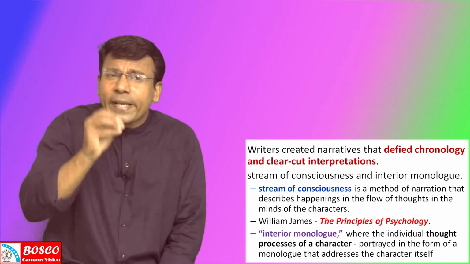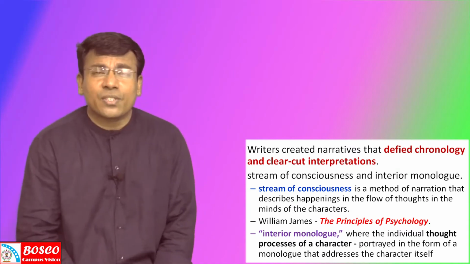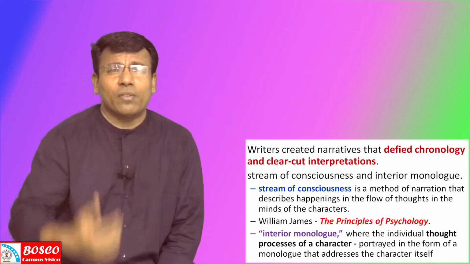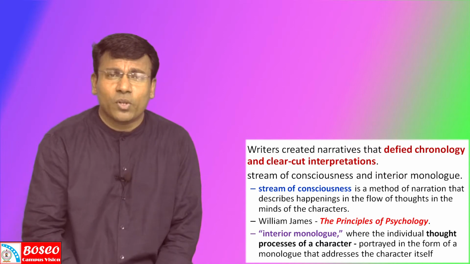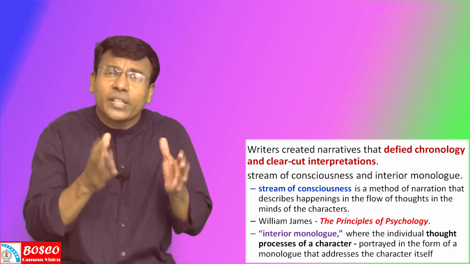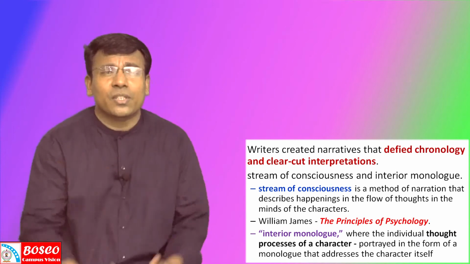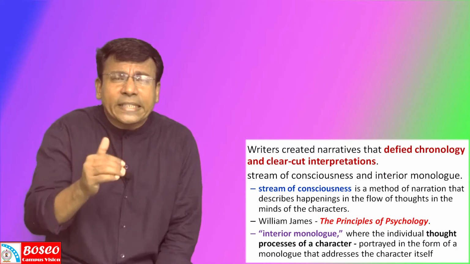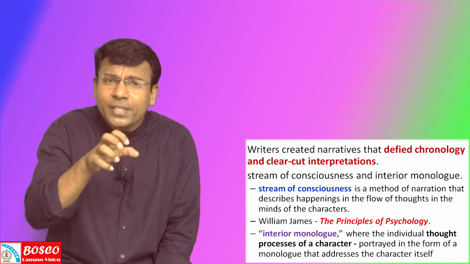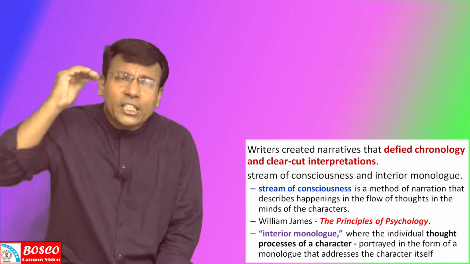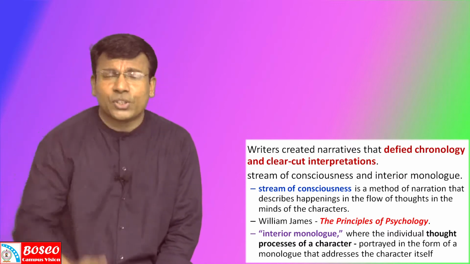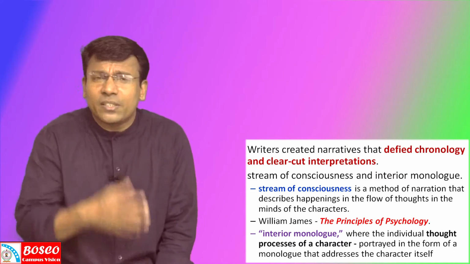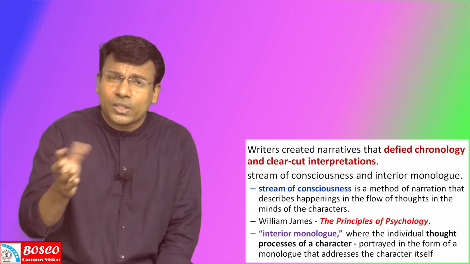Now the writers used techniques like stream of consciousness and interior monologue to express the workings of the mind. Now you have learned about this stream of consciousness and interior monologue in your other papers. So the writers began to use these methods like the stream of consciousness. Now in literature, stream of consciousness is a method of narration that describes happenings in the flow of thoughts in the mind of the characters, the flow of thoughts. The term was initially coined by psychologist William James in his research, The Principles of Psychology.